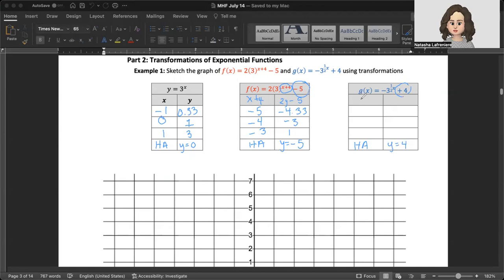So you're going to do the same thing here. So if our exponent is -2, 0, 2, so -3 times 3 to the exponent x, plus 4, that'll give you 3.67, 3, and 1. I am going to have to clear those numbers just so I can get to the graph.